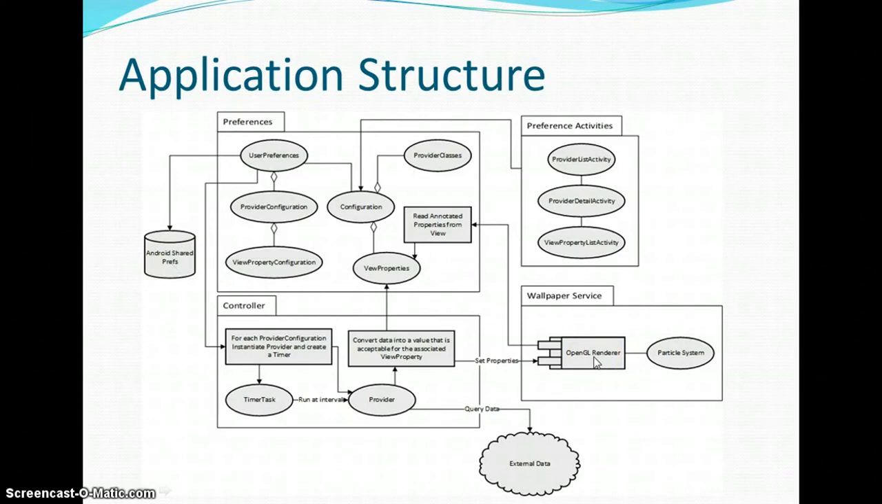Once the user has finished setting preferences and the wallpaper service has become visible, then for each configured provider, a timer task will be created which will be scheduled to run the provider at the configured refresh rate, at which point it will query some external data, then convert that data, which would be a float, into a value that can be used by the associated view property using some formulas. The associated property of the renderer will then be set with this new value and used the next time that the renderer is redrawn.